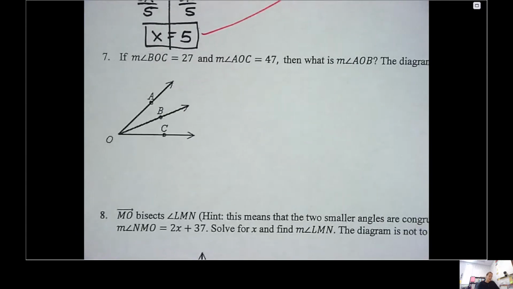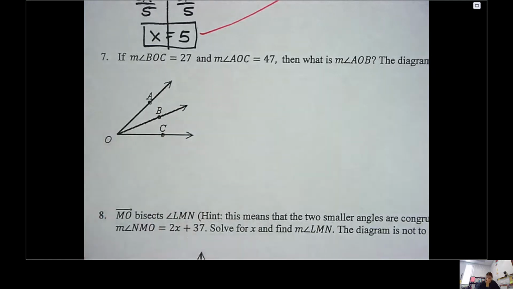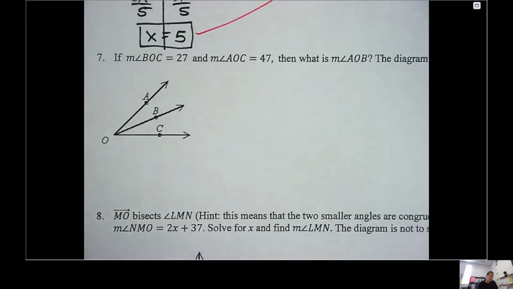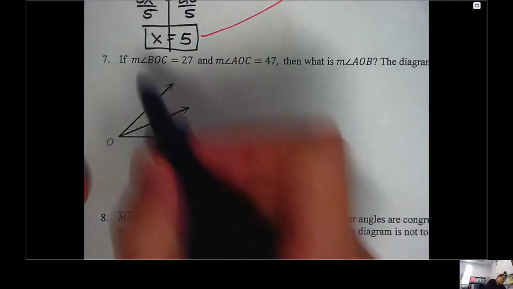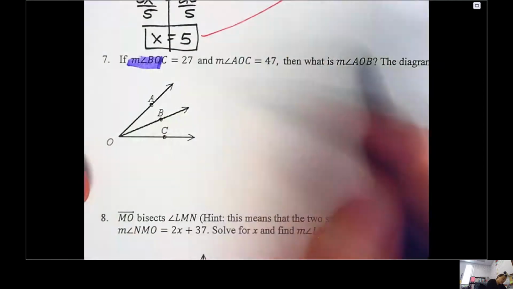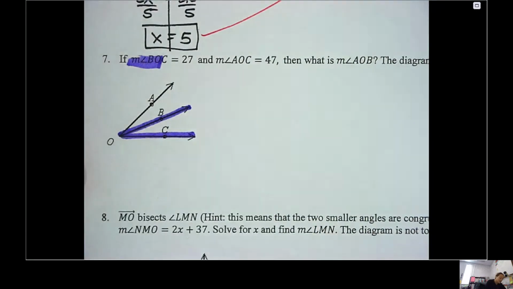All right, number 7, I am now no longer looking at segments very clearly. I am looking at angle measures. So first one says, if the measure of angle BOC is 27 degrees, so here is, I'm going to highlight them. Here's BOC, that's 27.